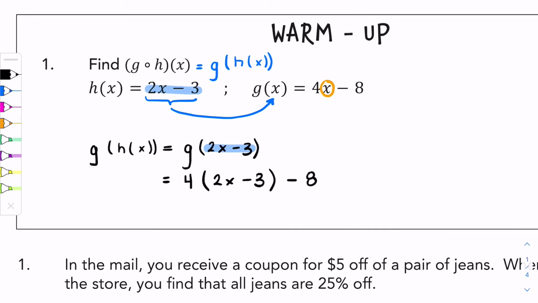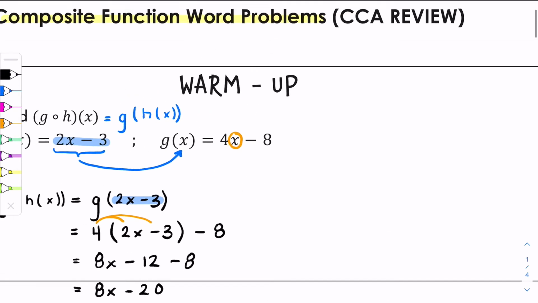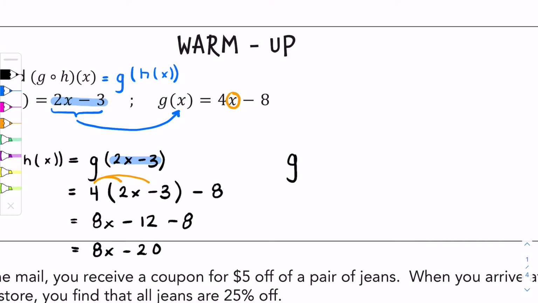We need to simplify this. In order to simplify, distribute your value of 4. We get 8x minus 12 minus 8. Simplify this one more time: 8x, negative 12 minus 8 would be negative 20. So g of h of x is equal to 8x minus 20.